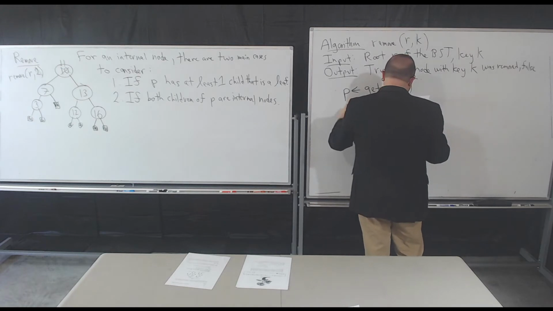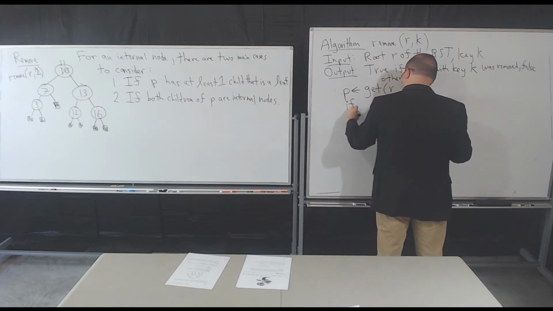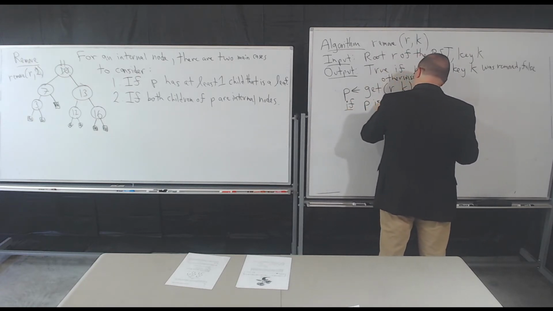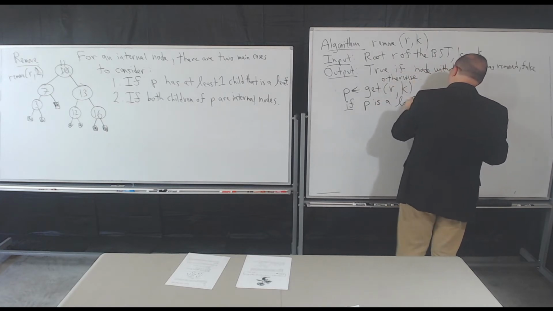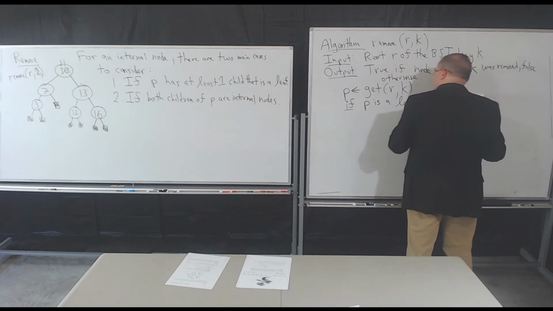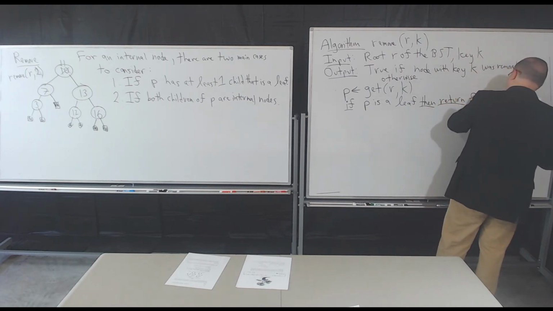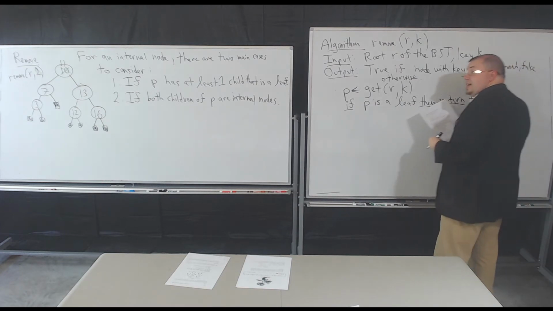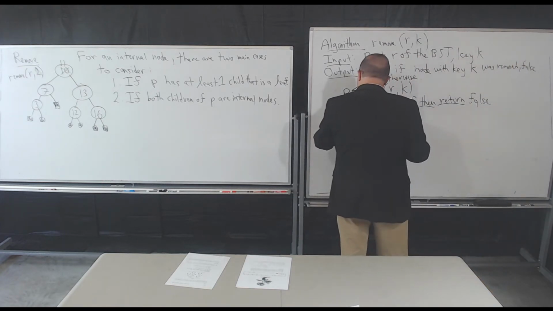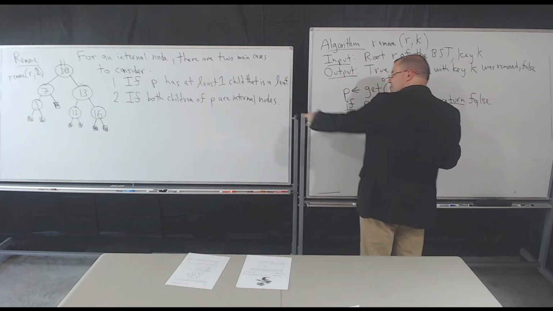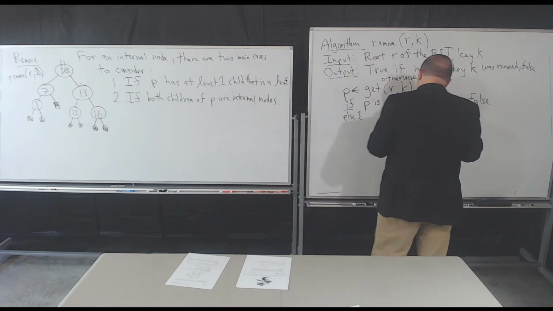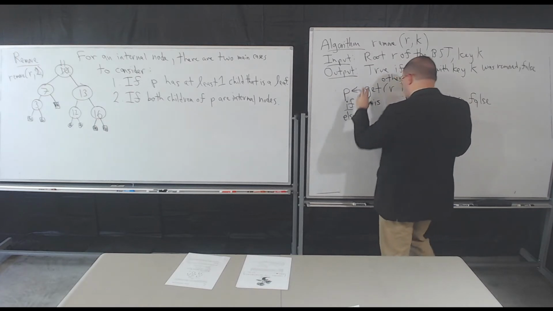What should happen if I encounter a leaf? Okay, if P is a leaf, then I should return what? I should return false, because I didn't find it. Otherwise, I might need more space for this, so I might need to write it down over there. Okay, otherwise, now we're going to have our two cases.